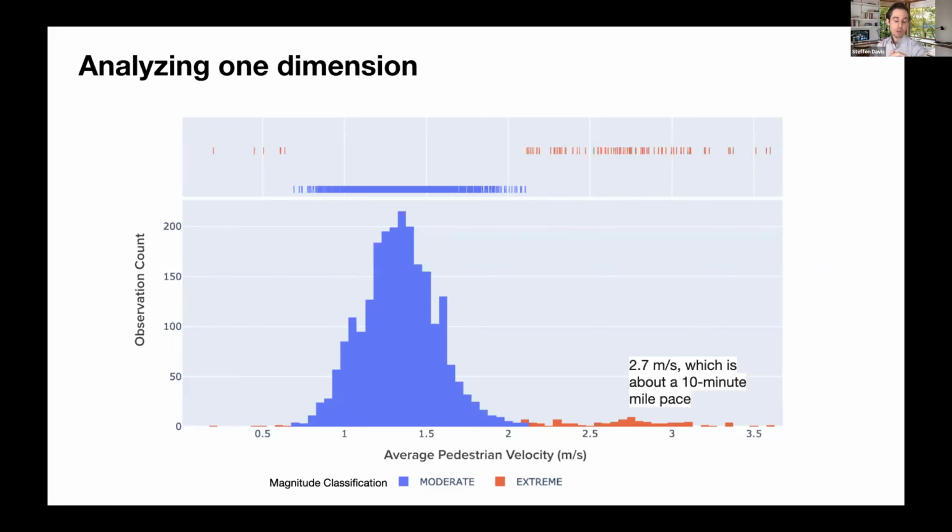But this distribution also reveals that there's a second bell curve, that this is in fact a bimodal distribution, and the red extreme values actually reveal joggers that are crossing the street. And these joggers have an average jogging pace of about 2.7 meters per second, which is about a 10-minute mile pace.